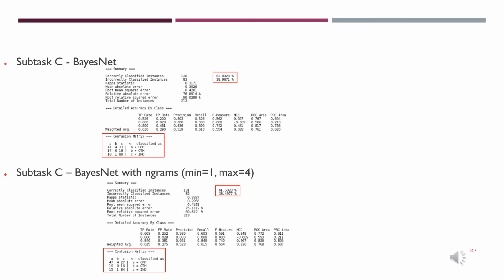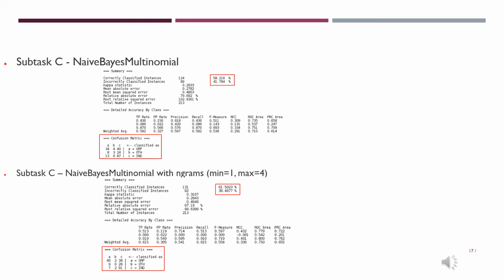Here are the results for subtask C, and you can notice that the accuracy improved slightly, by 0.5%, when using the n-gram tokenizer for the BayesNet classifier. While using the naive Bayes multinomial classifier, the accuracy improved significantly, by 3%, when the n-gram tokenizer was used. It became better at predicting classes A and C, but got worse at predicting class B.